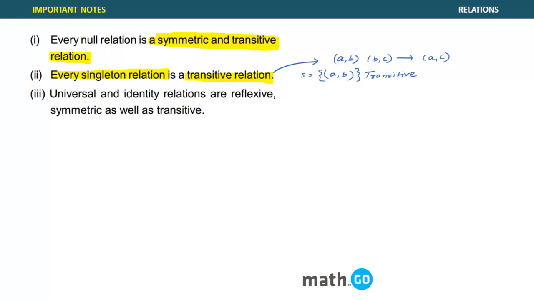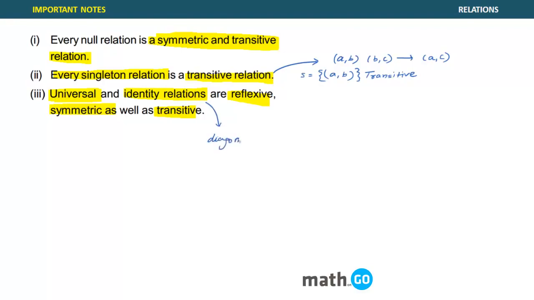Universal and identity relations are reflexive, symmetric, as well as transitive. Very important. Universal means all the possible combinations of the set. So if you talk about all the possible combinations in a set, they will obviously contain all reflexive, symmetric, and transitive elements. Identity relations you remember with the help of diagonal elements.